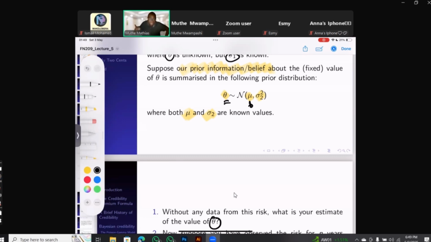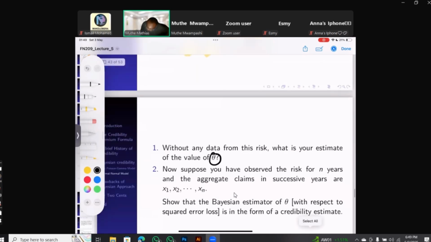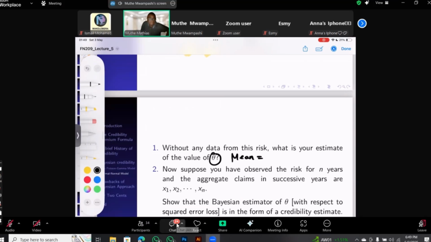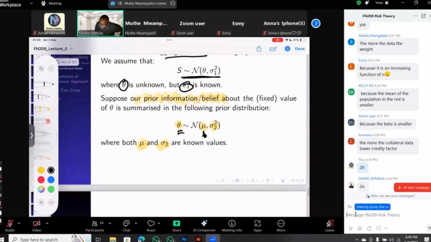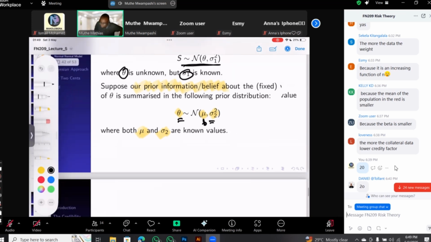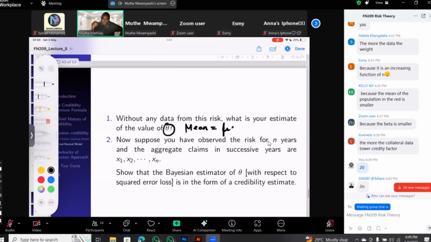So the idea is like the first one, that without any data, the good thing in this part here is actually the mean of theta, the mean of the prior distribution. With the prior distribution, we have a normal distribution here. The mean of the prior distribution is actually mu. So you are done in this part.